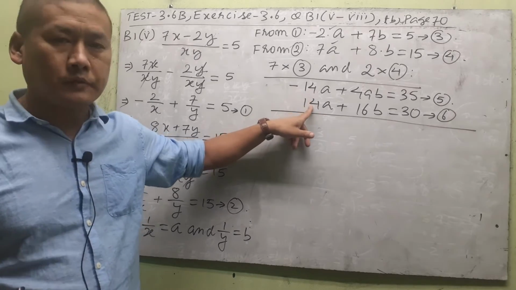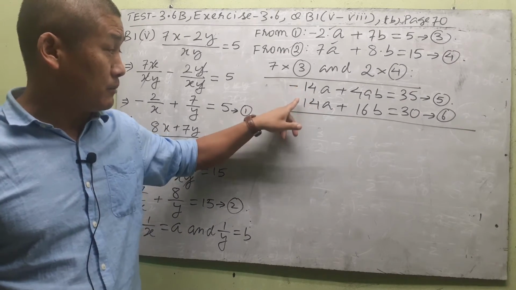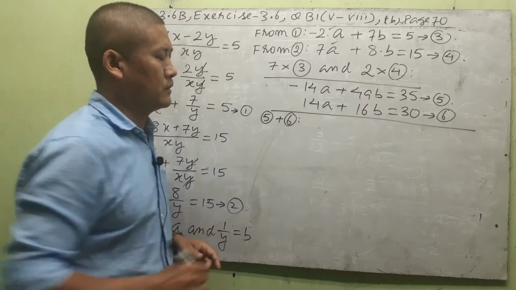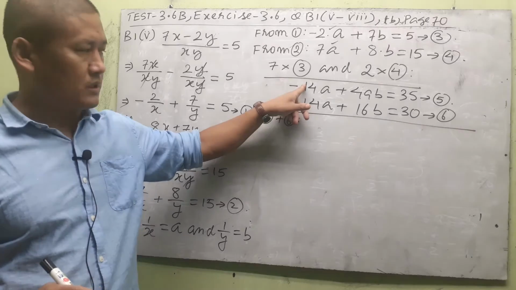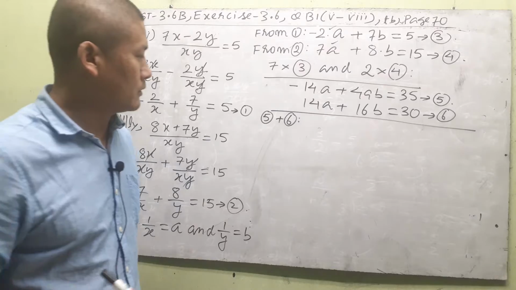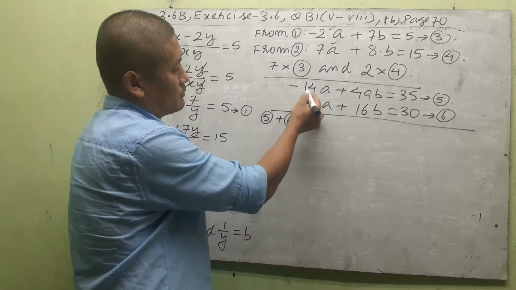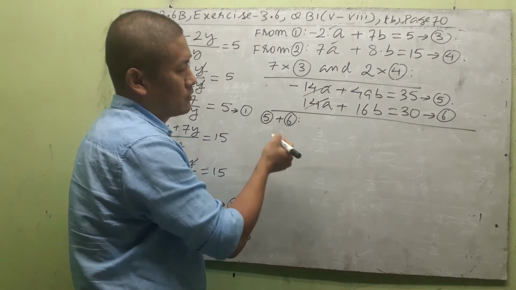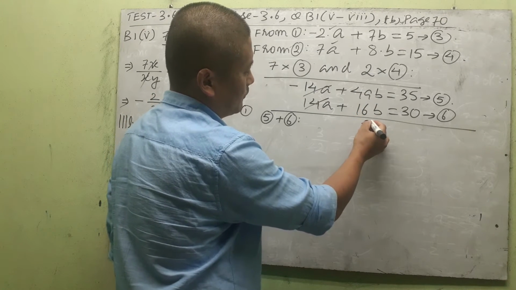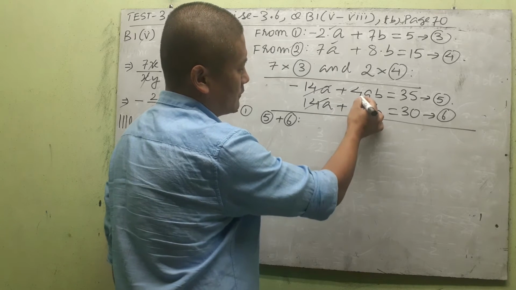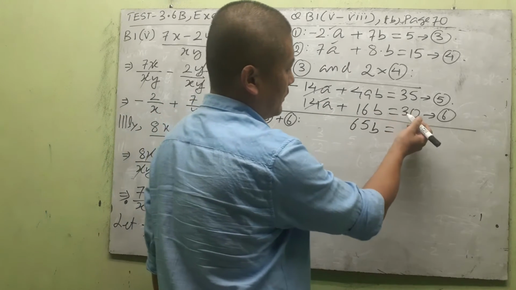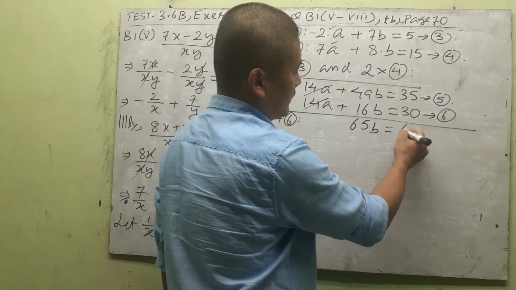If the equated coefficients have different signs, like here minus and plus, we do 5 plus 6. Had they been the same sign, both plus or both minus, we would have written 5 minus 6, right? But because they're different, 5 plus 6 means minus 14A plus 14A, 0. Then 49 plus 16 is 65B. 35 plus 30 is 65.